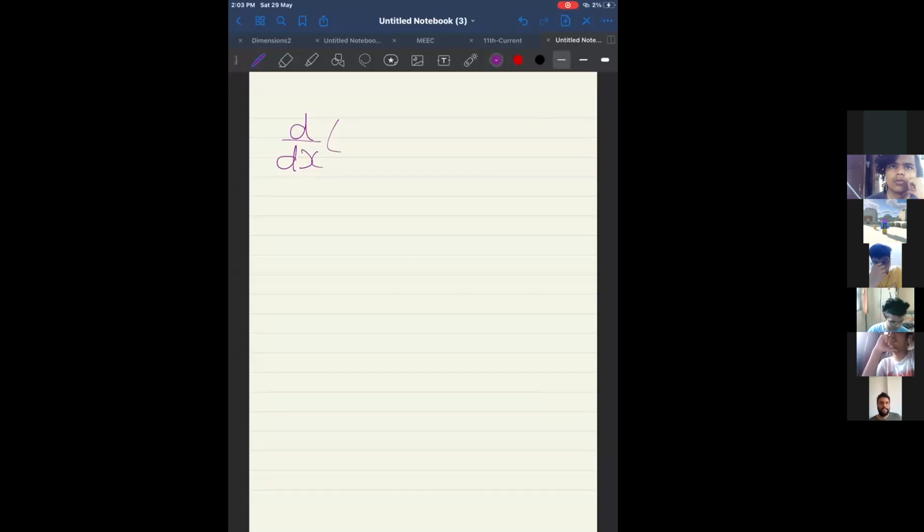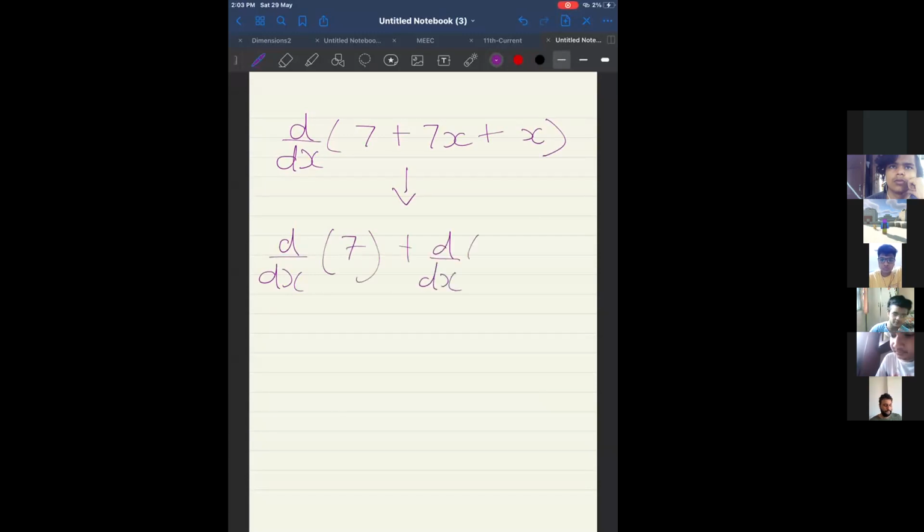Now, 3 more questions before I go to the next formula. D by dx. When there is addition in between, please look at the screen. When I have addition in between, I just have to split. Do you understand? If there is an addition sign in between, I just have to open the bracket. Now tell me what is the answer.